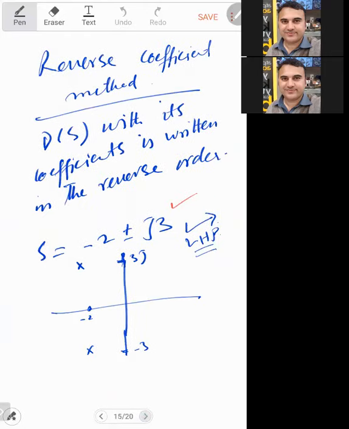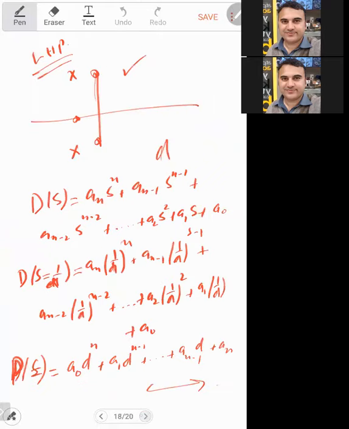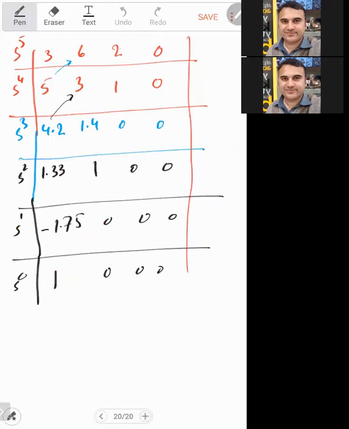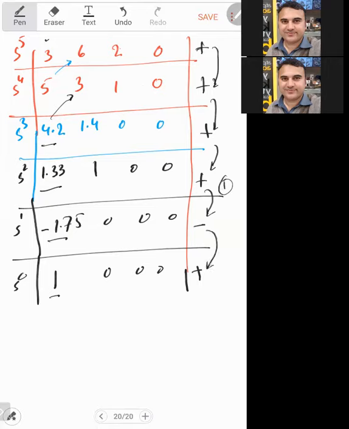So in this one, please check that if we use this reverse coefficient method, again you see the sign of the 3 is plus, the sign of 5 is plus, the sign of 4.2 is what? Is plus, sign of this one is plus, sign of this one is negative, the sign of this one is plus. So this is plus, this is plus, this is plus. Then we have a negative, so this is 1. And then we have a positive from negative, so again this is 1. So you see how many times the sign changed? 2 times.